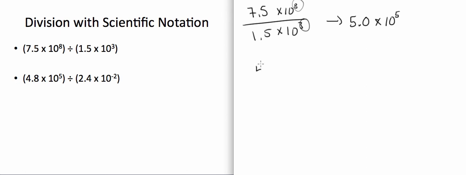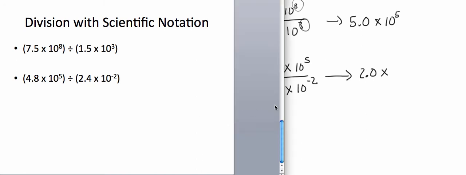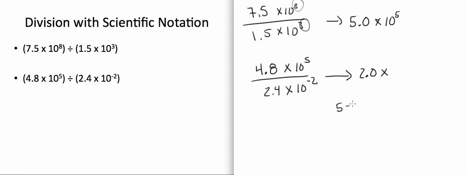Okay, so let's take a look at this next example as well. We've got 4.8 times 10 to the fifth over 2.4 times 10 to the negative second. So we take 4.8 divided by 2.4, and that's going to give us 2.0, times 10 to the, we take 5 minus negative 2, that turns into plus, so that's why it's going to be 10 to the 7th. We have to make sure that we do the right subtraction rules there. And there we have it.